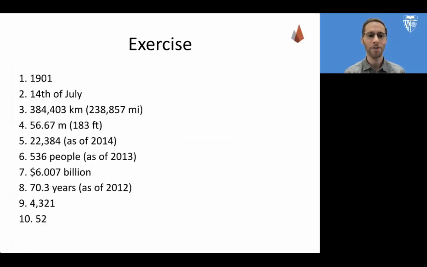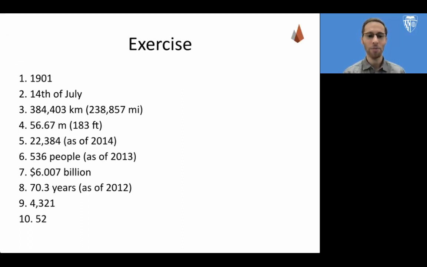Okay, here are the answers. The first year the Nobel Peace Prize was awarded was 1901. So in order to get this correct, the year 1901 would need to fall within your range of values. So if your range was from 1850 to 1950, you'd be correct. But if your range was from 1930 to 1940, you'd be incorrect. And now here are the rest of the answers.